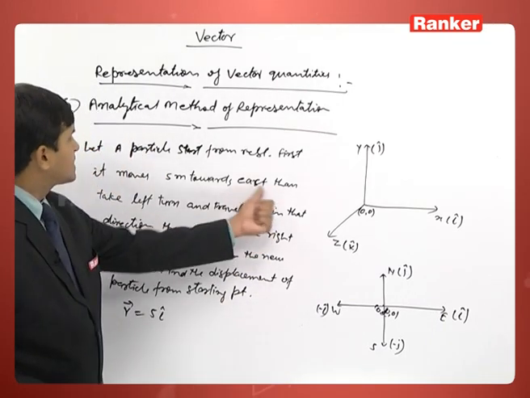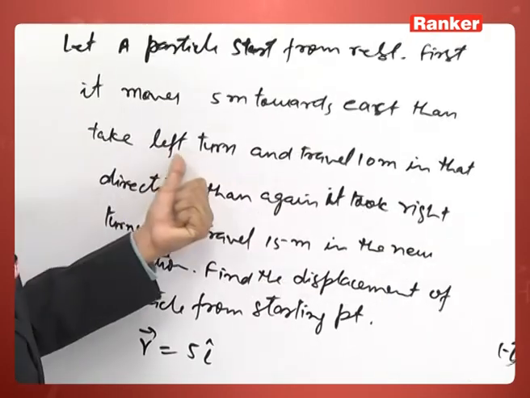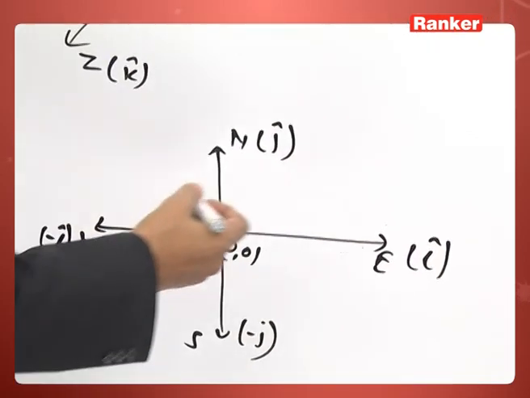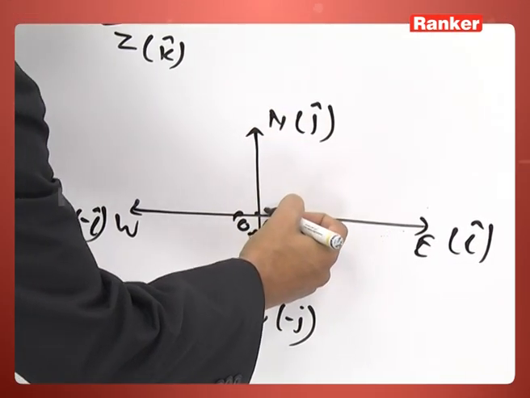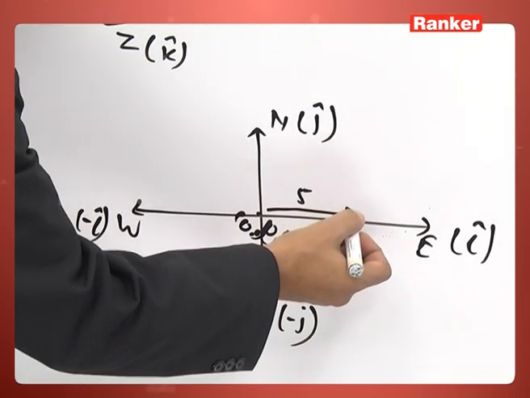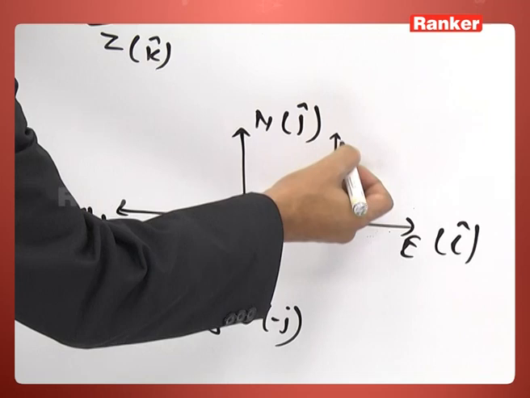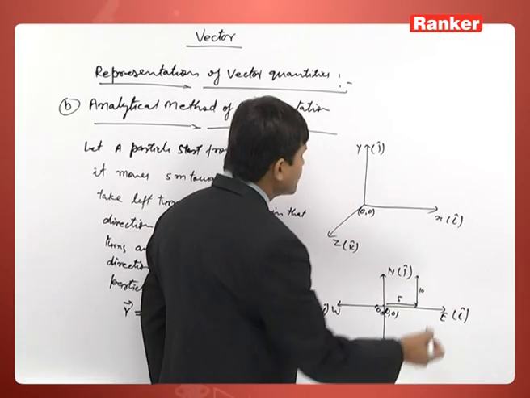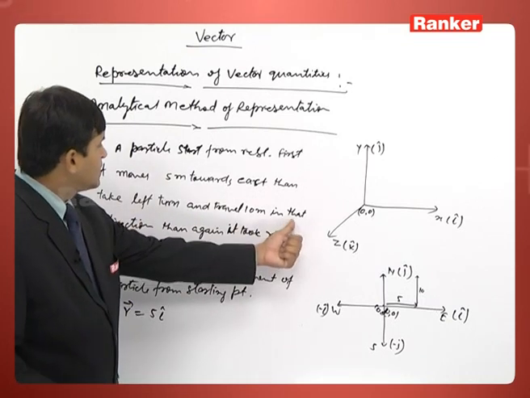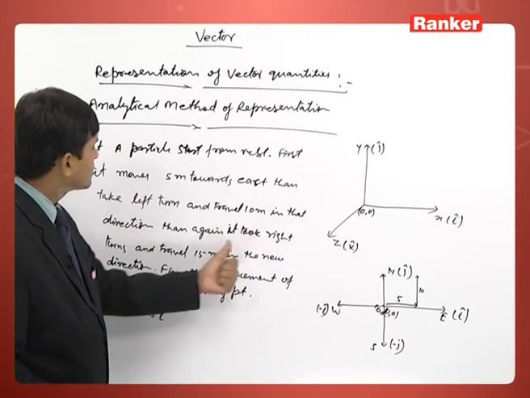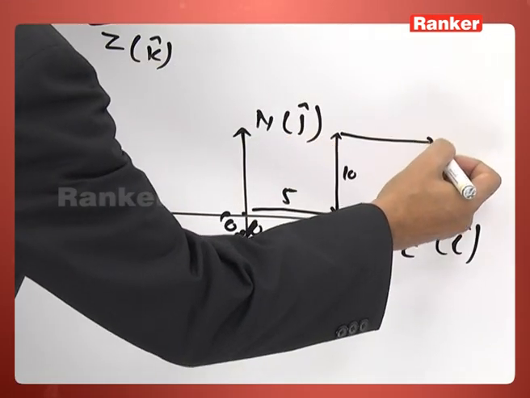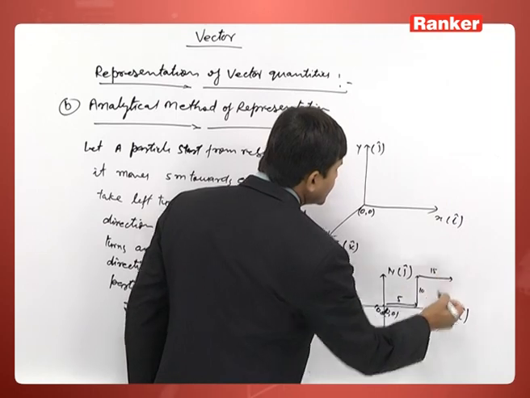Then after that it is written, take a left turn. If it is going in that side and takes a left turn, it means towards the north. So first it goes 5 meter in that side, then takes a left turn. How much does it travel? 10 meter here. After that, it takes a right turn and goes in that side. How much? Again 15 meter.